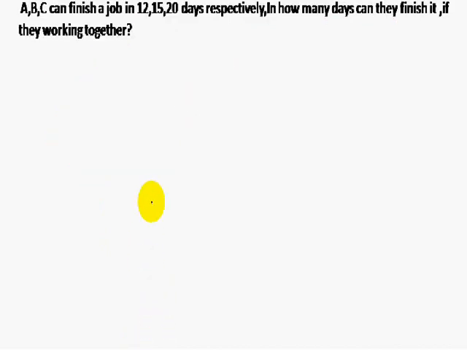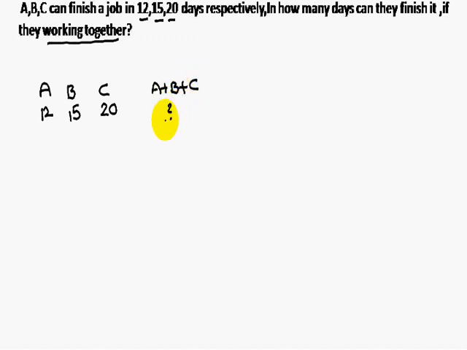Okay, next problem. A, B, C can finish a job: A in 12 days, B in 15, C in 20 days. In how many days can they finish if they are working together? So A individually can do it in 12 days, B in 15 days, C in 20 days. So A plus B plus C, they together can do the work in how many days? This he is asking.